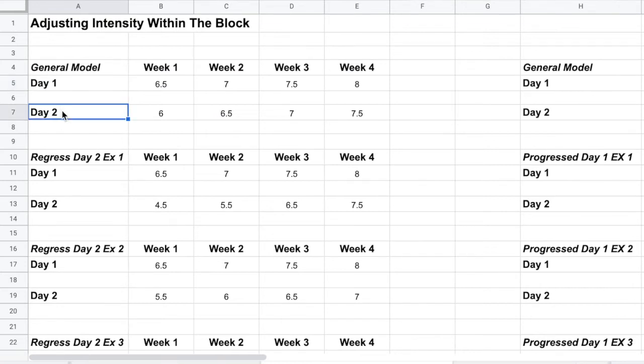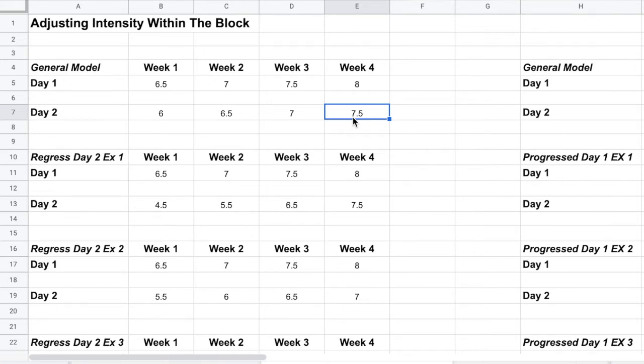And then day 2 is the secondary day. I didn't do a tertiary day just for ease of most of this. But we ramp up from a 6.5 to a 7 to a 7.5 to an 8 RPE by week 4. On our secondary day, it's 6, 6.5, 7, 7.5. So it's always a half RPE less. That's just, again, the general model.